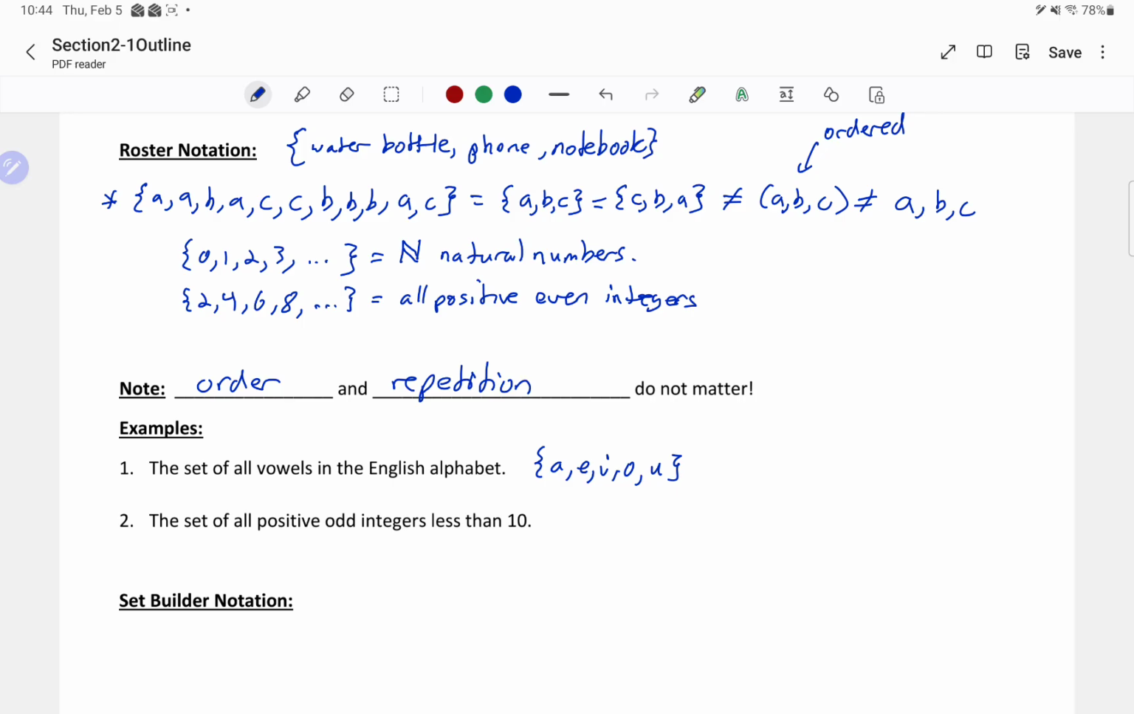But yeah. Yes, Josh? Can you put prepositions in sets? Can you put what? Prepositions in sets?